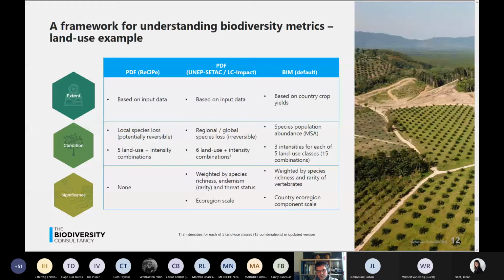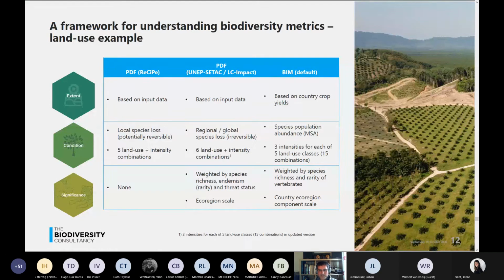But you can see already that although the metric has the same name, the approach is quite different. It's giving you quite different information. And then, as we've heard before, the biodiversity impact metric uses species abundance and has about 15 different combinations of land use and intensity. And then for significance, the first PDF doesn't weight by significance at all. Essentially, it does between the realms, terrestrial, freshwater, marine, but basically if you're on land, it's assuming that somewhere in Africa it's exactly the same as somewhere in Latin America. So if that's an assumption that is fine for your intended use, that's perfectly fine. If that is not, then maybe you need to look at something else.